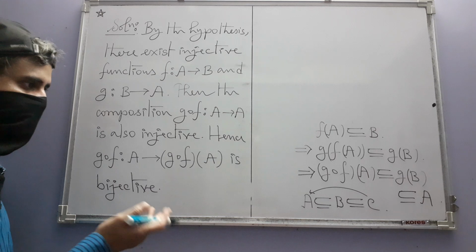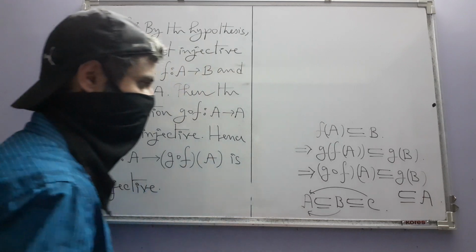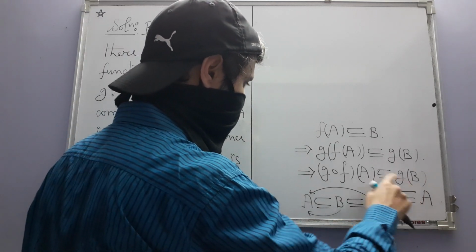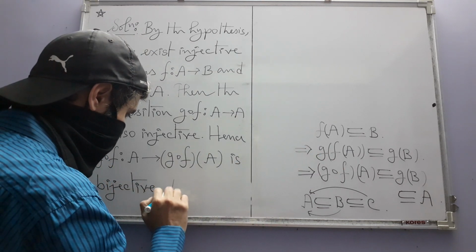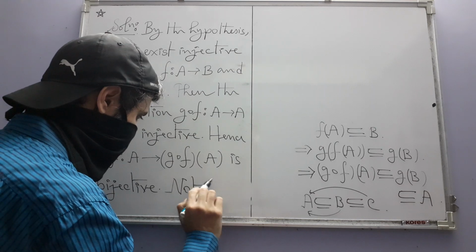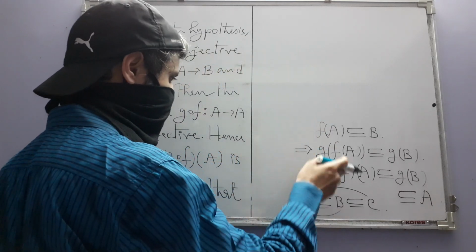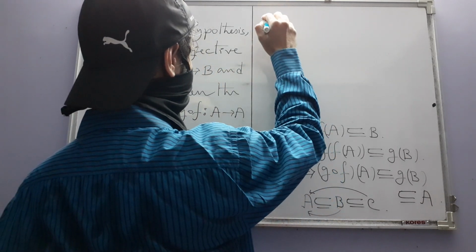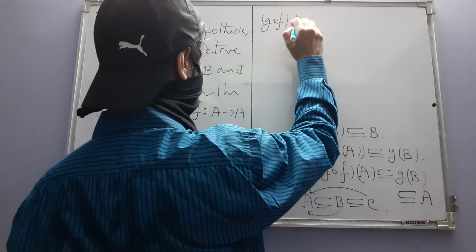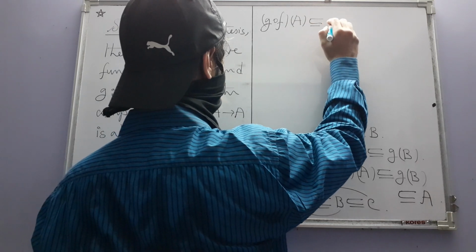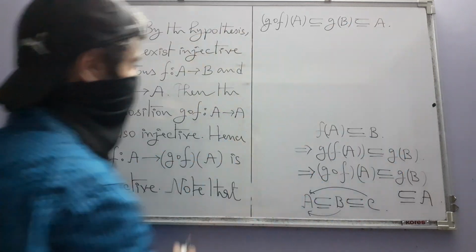So that means, by the result of the previous exercise, there should be a bijection from B into A. That is, we should have a bijection from G of B into this. But we need to of course write these things. Note that since we have seen how this comes, we are going to write it directly. G composition F of A is a subset of G of B, which is a subset of A.